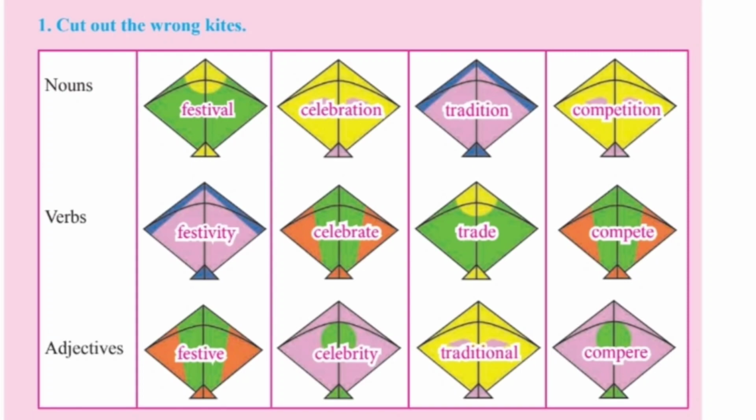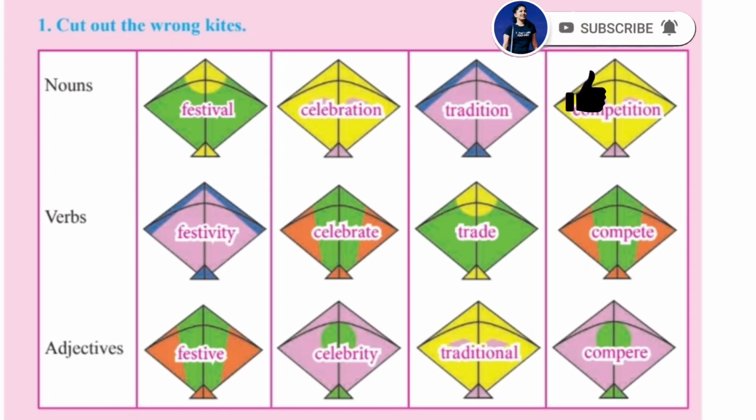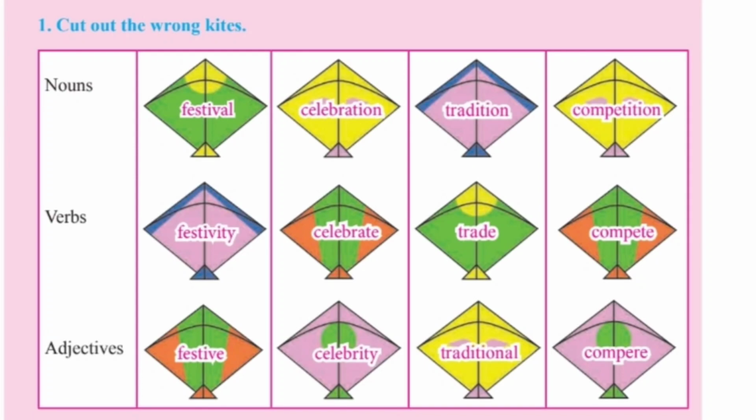In the first series, that is of noun, that is festival, celebration, tradition and competition, here all the noun words are correct. In verb, it is festivity, celebrate, trade and compete. Here festivity is wrong because it doesn't symbolize any action. In adjective, as it shows the quality, they have given festive, celebrity, traditional, compare. So here celebrity and compare are the wrong kites.